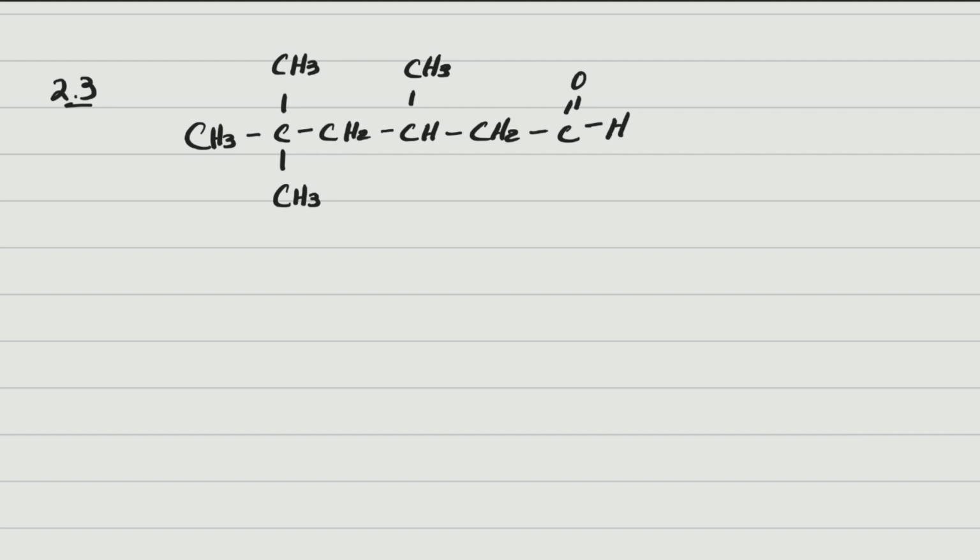So it's fine. What is the first step? The first step is to identify the homology series. Here is the homology series. We said this is an aldehyde, and therefore we'll finish in -al. That is important. Second step, we're going to look for the longest continuous carbon chain.